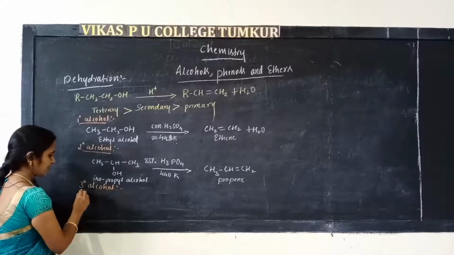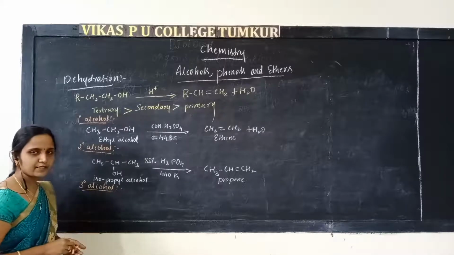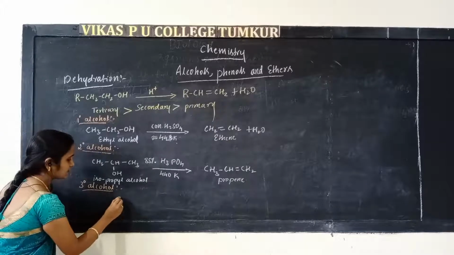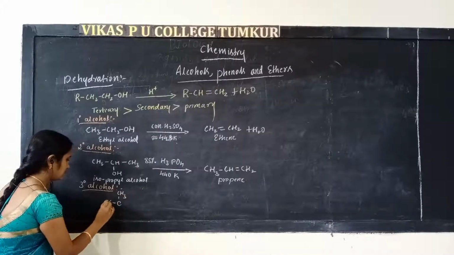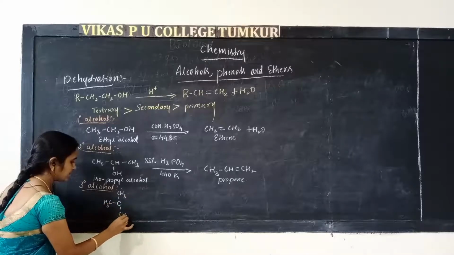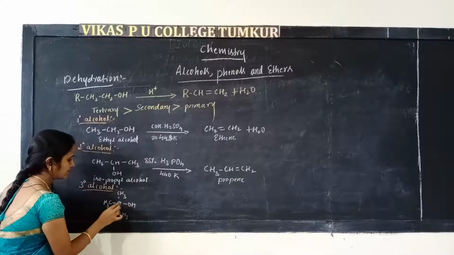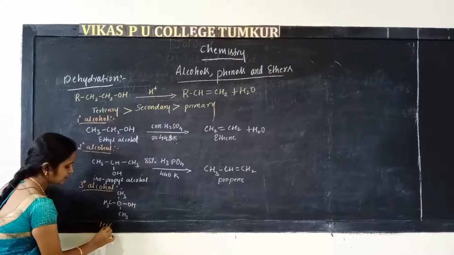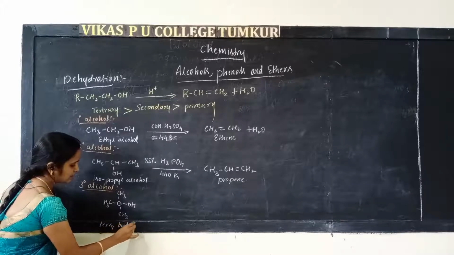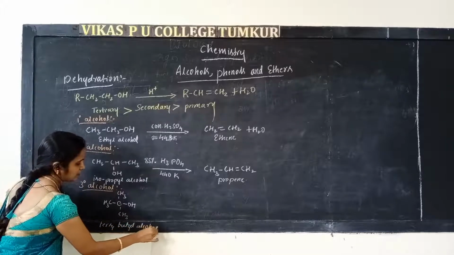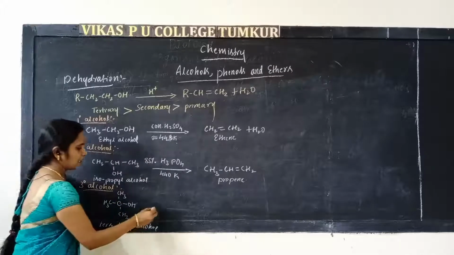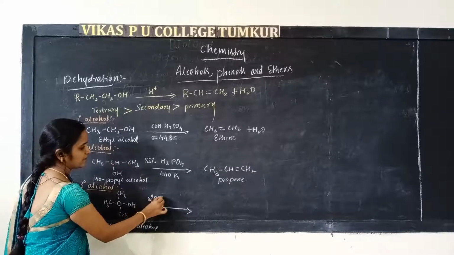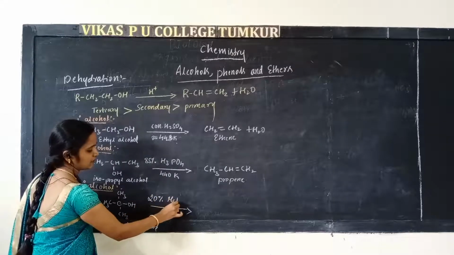When it comes to tertiary alcohol, we'll take another example: tertiary butyl alcohol. We write it as CH3, CH3, CH3, then OH. This is the tertiary alcohol, and the name of this is tertiary butyl alcohol. This undergoes dehydration in the presence of 20% phosphoric acid.